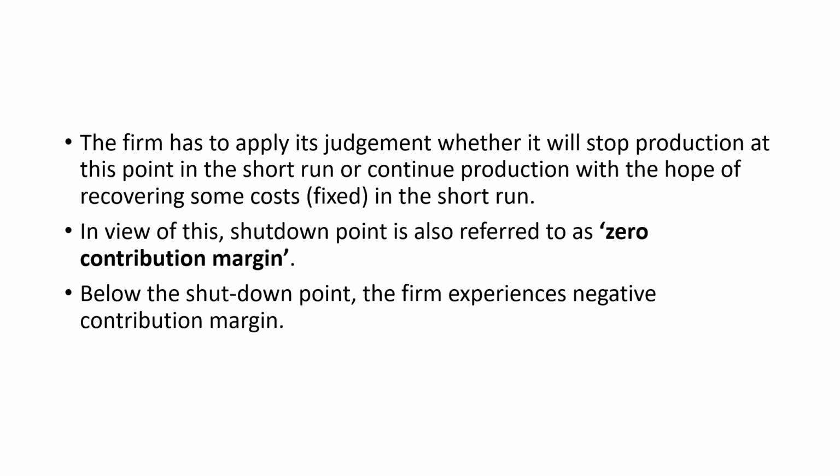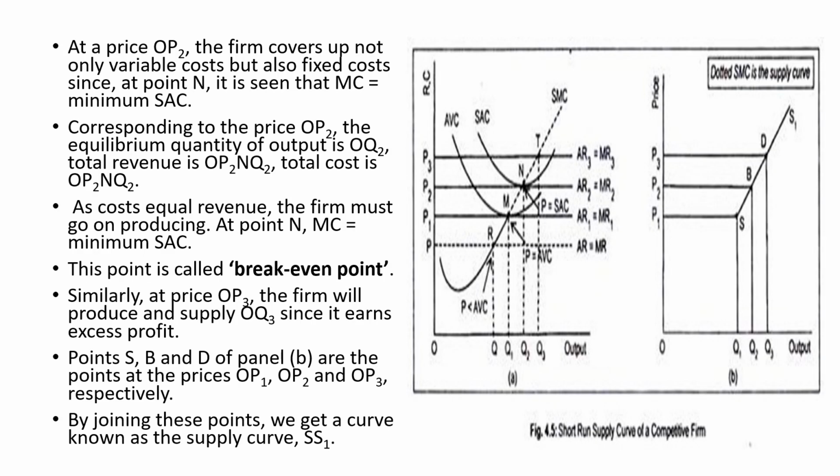In view of this, the shutdown point is considered to be the zero contribution margin, but below the shutdown point, the firm experiences a negative contribution margin. Coming to the price OP2, the firm covers not only the variable cost but also the fixed cost. That is, at point N, MC equals minimum SAC, and corresponding to OP2, the quantity produced is OQ2, and the total revenue received is OP2NQ2, and the total cost here is OP2NQ2, the same thing. That is, MC equals SAC and total revenue equals total cost. This is known as the break-even point.